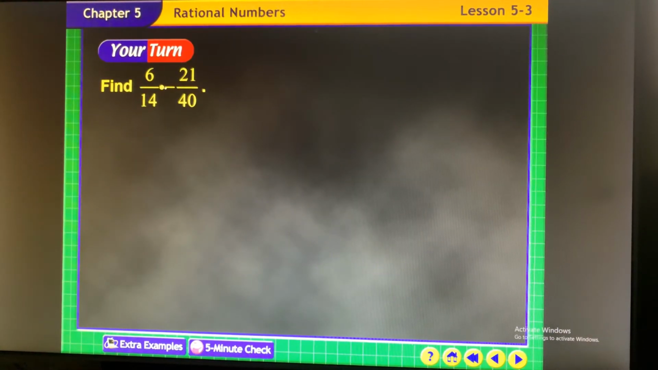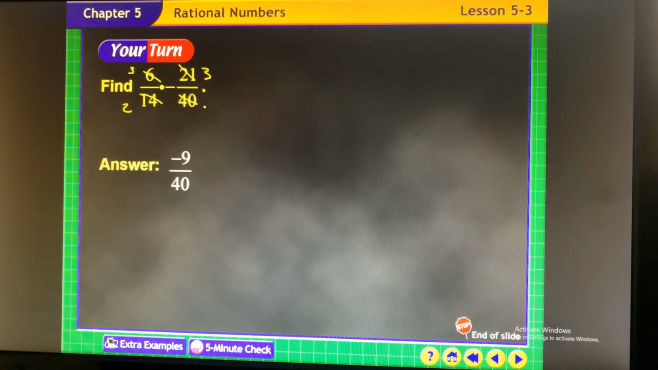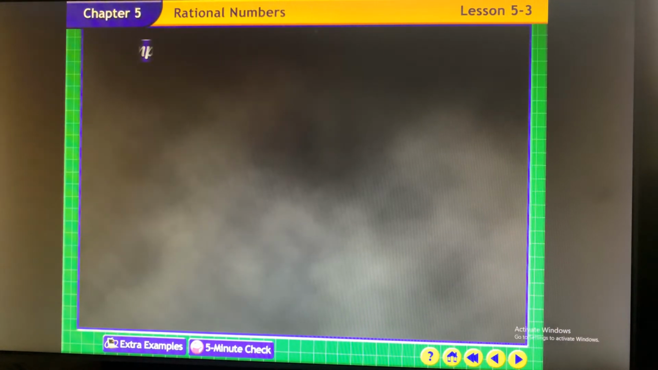See the negative there again? So you get -9/40, because you're going to simplify this by 7. And then what goes into 6 and 40, you know 2 does. 3 and 20. So 3 times 3 is 9, and 2 times 20 is 40.